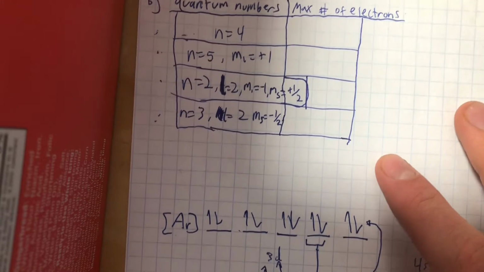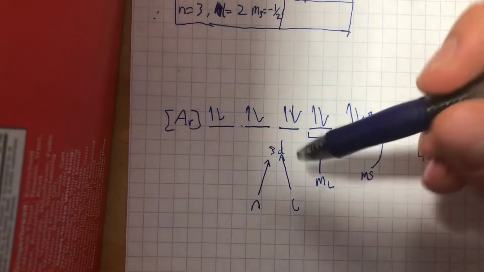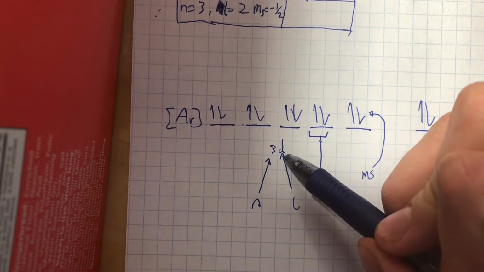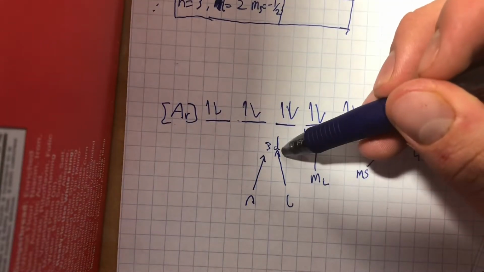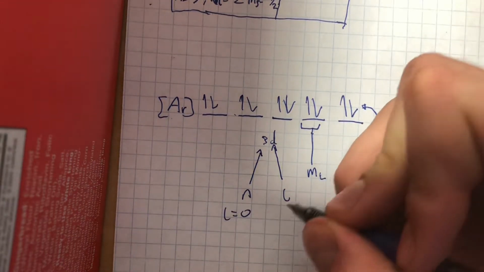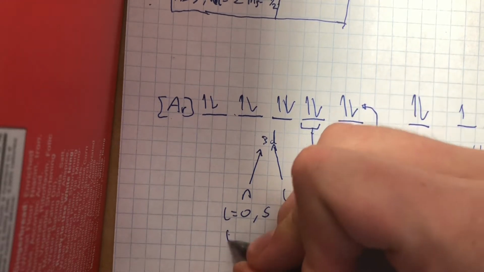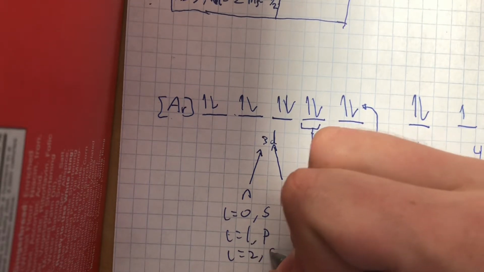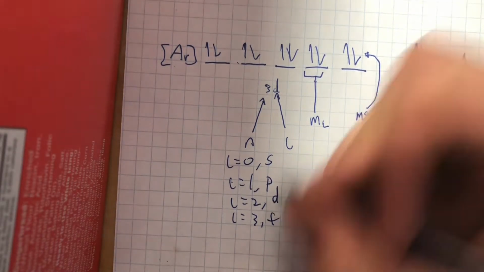Okay, so first let's go over what the quantum numbers are. N corresponds to the number that is next to the letter. That's just how I remember it. L corresponds to the letter itself. So when L equals 0, that's the same as S. For L equals 1, that's P. For L equals 2, that's D. For L equals 3, that's F. So it's just another way of writing those letters.